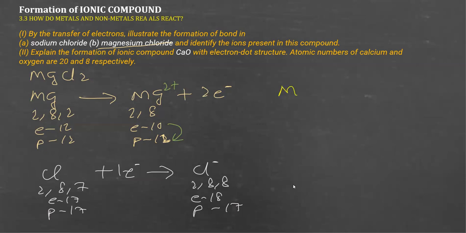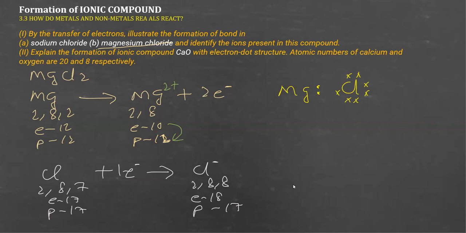I'm showing you the formation of magnesium chloride. As I said, we just need to show the outermost electrons. There are 2 electrons in the outermost shell of magnesium, and chlorine carries 7 electrons in the outermost shell. Now there is a problem here: magnesium will lose 2 electrons, and chlorine will gain only 1 electron. So there does not come to an agreement, because after losing 1 electron, magnesium still remains unstable.